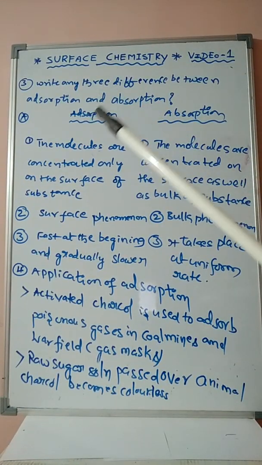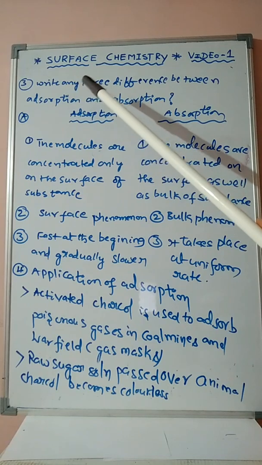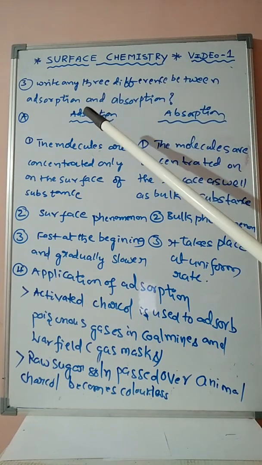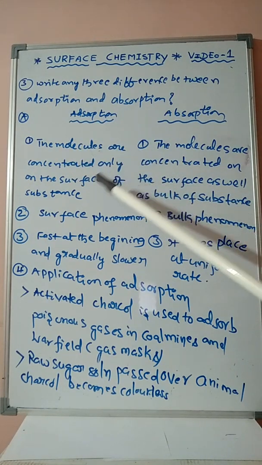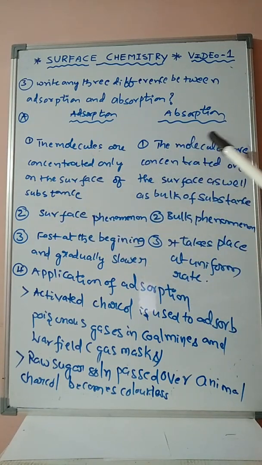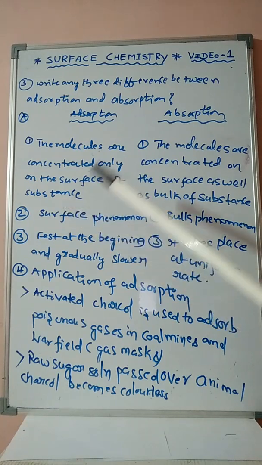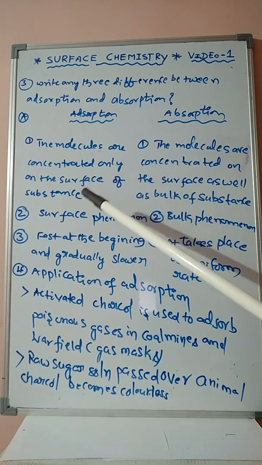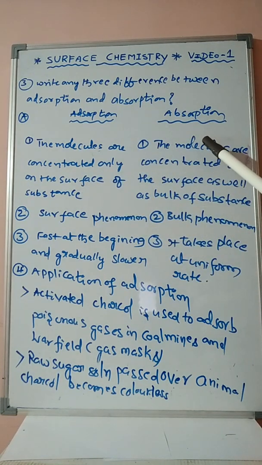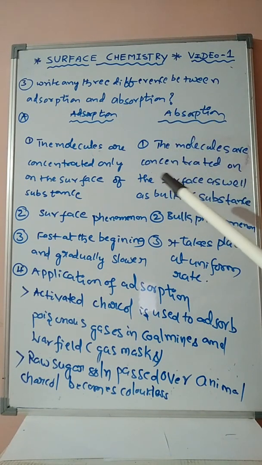Next question, student. Third question. Write any 3 differences between adsorption and absorption. First one, in adsorption the molecules are concentrated only on the surface of the substance. In absorption the molecules are concentrated on the surface as well as in the bulk of the substance. When you rub the board with a duster, the chalk particles accumulate on the surface only. When you dip a sponge in water, the water molecules enter the surface as well as the bulk of the sponge. It is known as absorption.